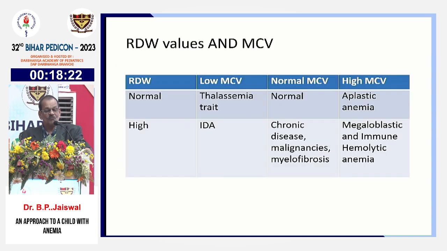Now RDW values and MCV, आप ये देख लीजिए कि RDW high है तो क्या होगा, और देखिए low MCV है तो आयरन डेफिशिएंसी एनीमिया होगा. नॉर्मल MCV है तो वो नॉर्मल है, बच्चे को कुछ नहीं है. तो इस तरह से आप आगे बढ़ सकते हैं.